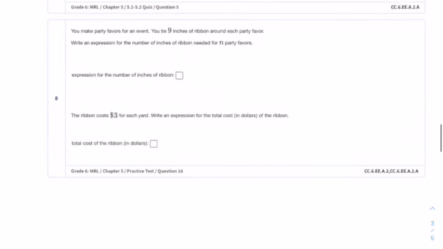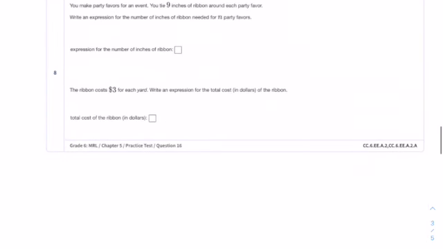Okay, number 8. So this one is kind of a doozy. So let's take our time with it. You make party favors for an event. You tie 9 inches of ribbon around each party favor. I'm just underlining that because it's probably going to be important. Write an expression for the number of inches of ribbon needed for n party favors.